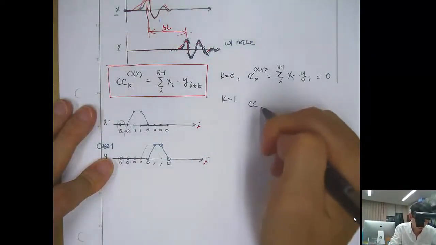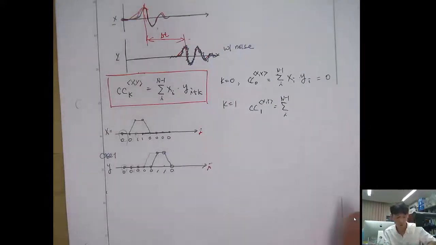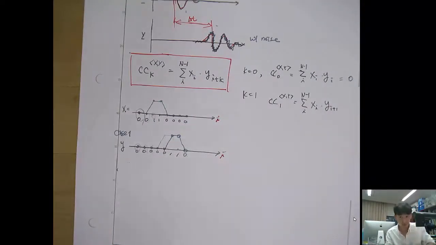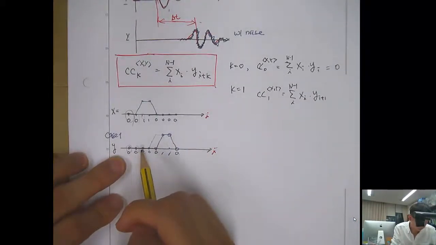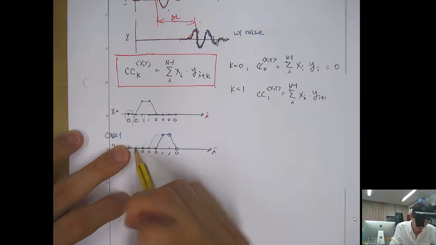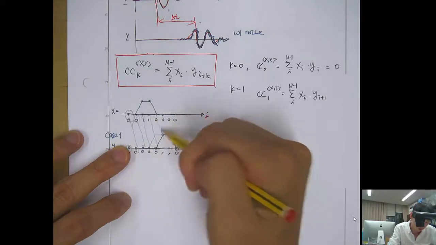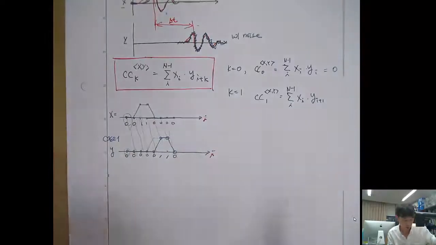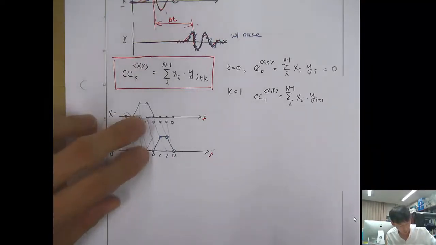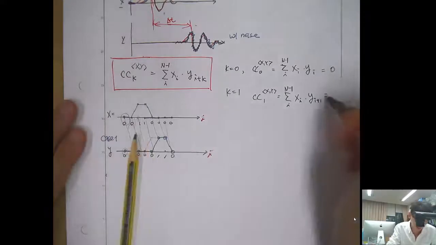When k is 1, so CC1 of x, y, that's another summation from i equals 0 to n minus 1 of x_i times y_(i+1), right? So then this is a little bit shifted. So now when i is 0, it's gonna be this one, right? And this correlates. Like this. So still, you're multiplying 0 to a certain value. 0 times 0, 0 times 0, 1 times 0, 1 times 0, 0 times 1, 0 times 1, and 0 times 0. So this will be still 0.